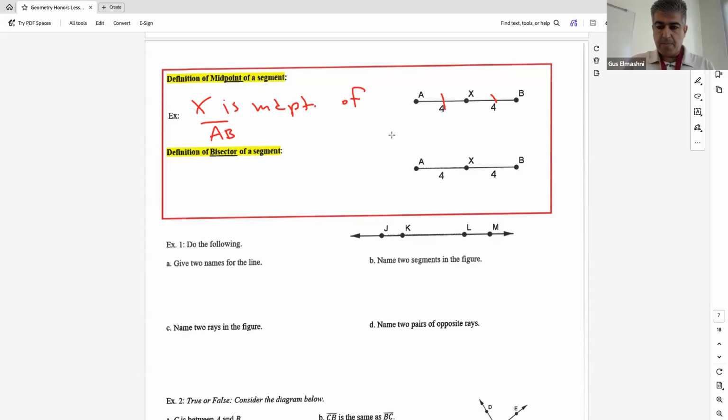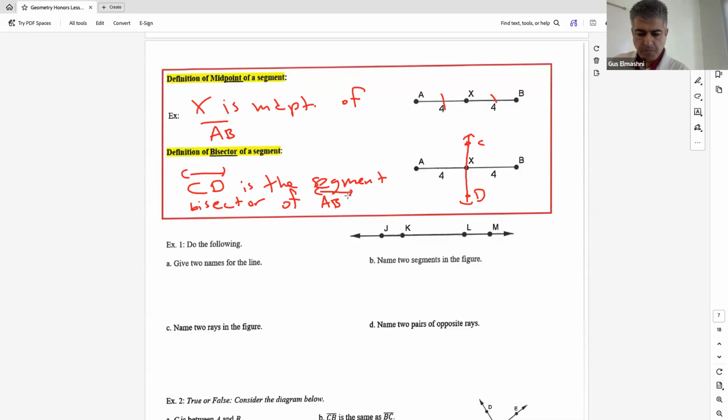And a bisector aims to cut something in half. So say I call this line CD. Then CD is the segment bisector of AB. So it just cuts something in half.